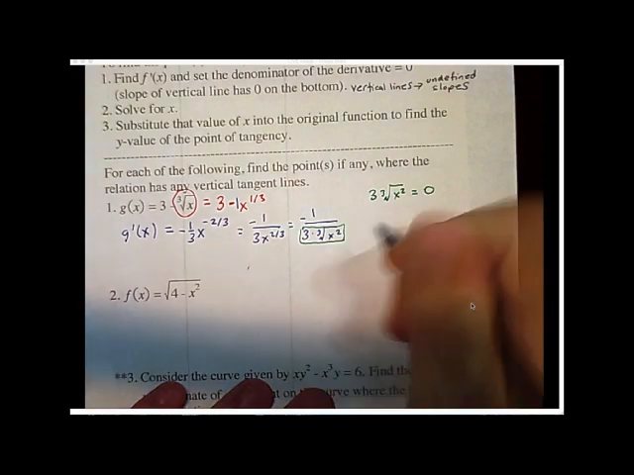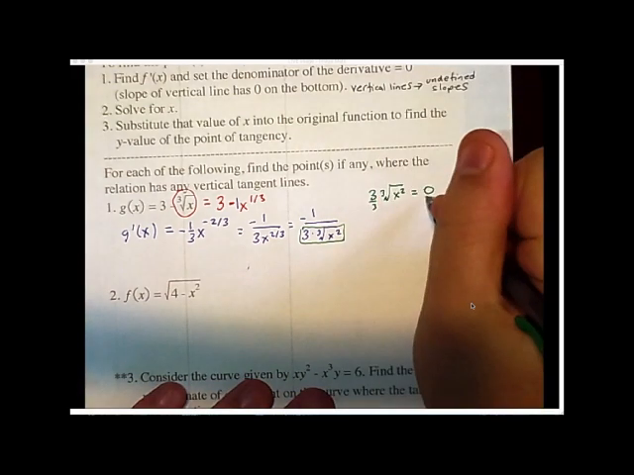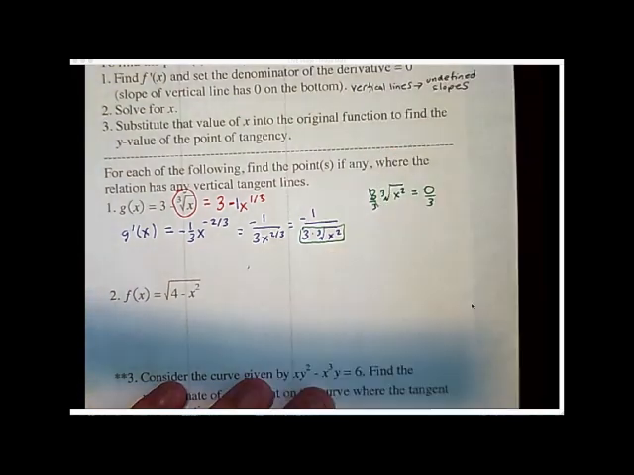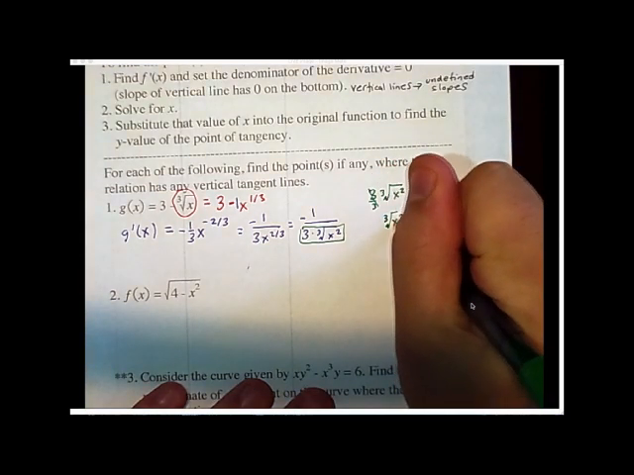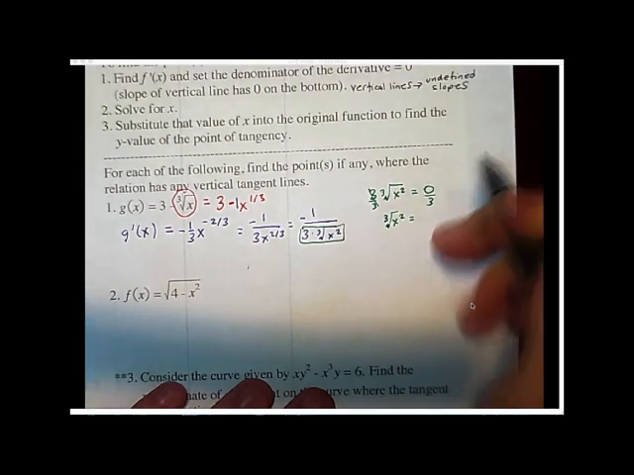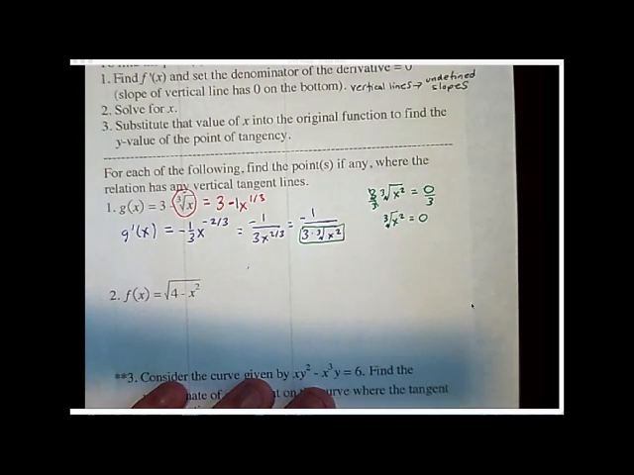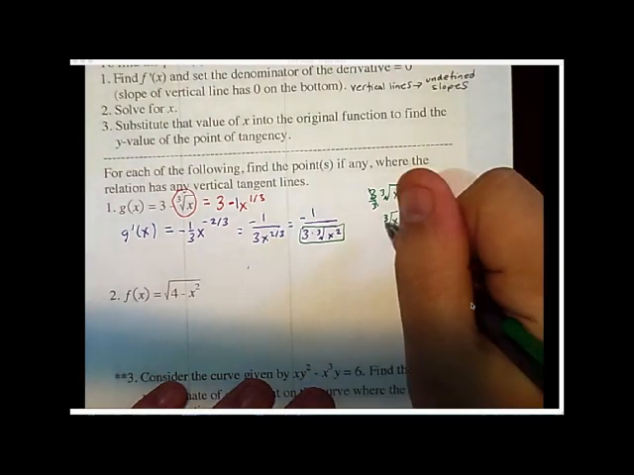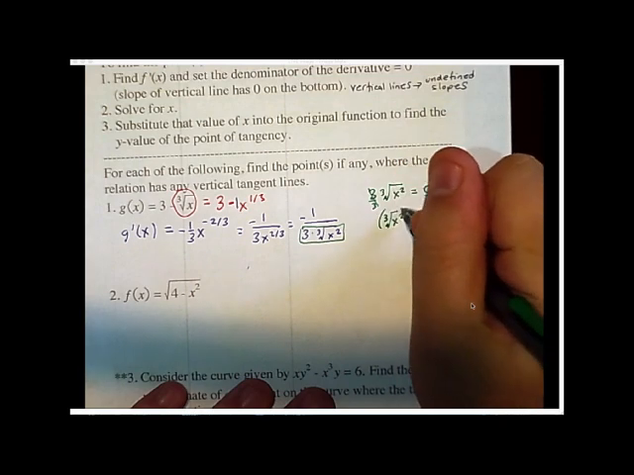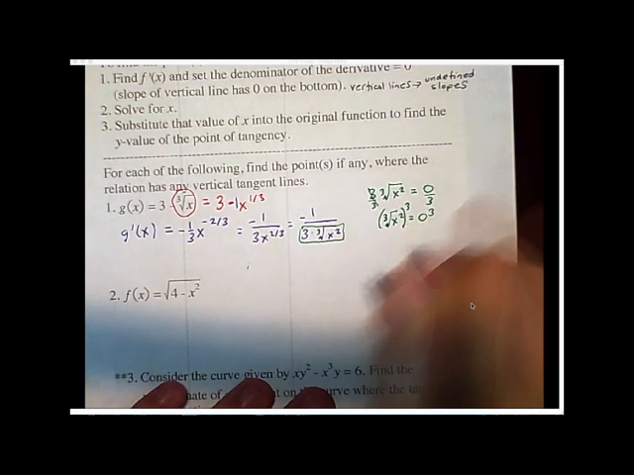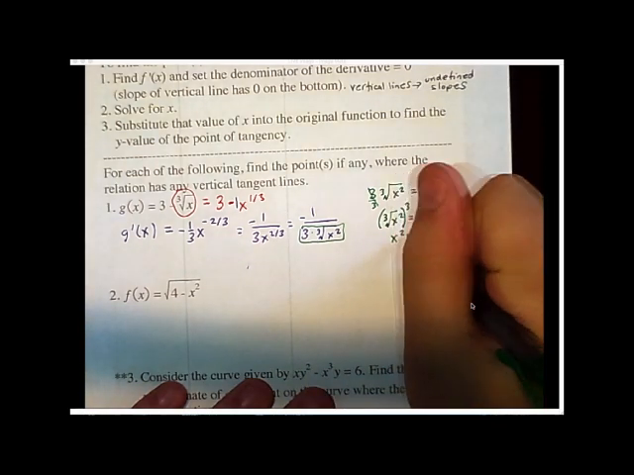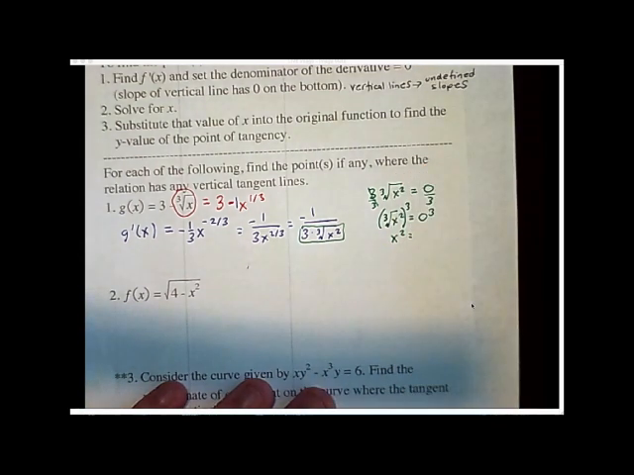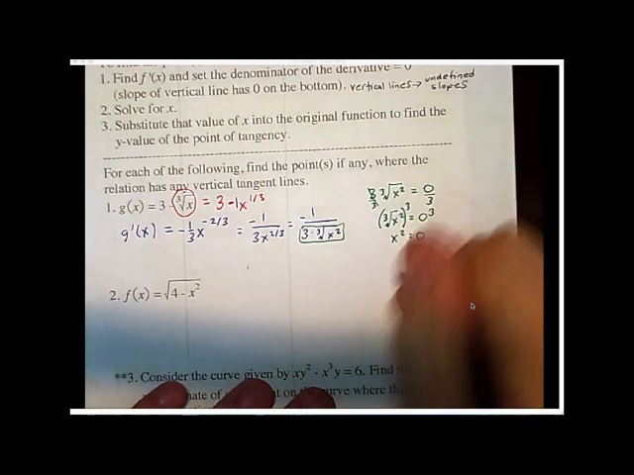Let's simplify this a little bit. Let's just divide both sides by 3. So now I have cube root of x squared equals 0 divided by 3, which is still 0. How do you undo a cube root? You would cube both sides. And then we would be left with x squared equals 0 cubed, which is still 0.